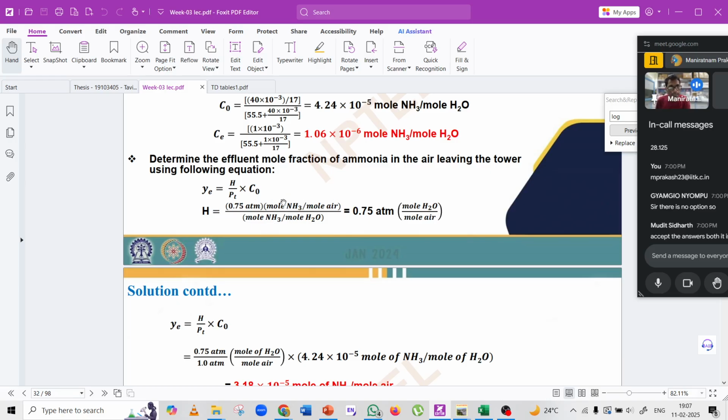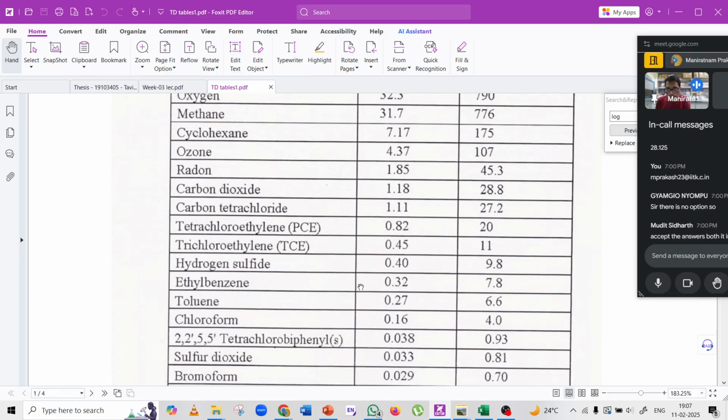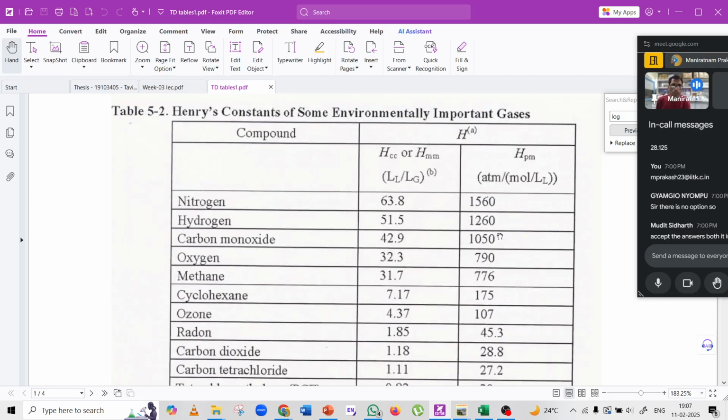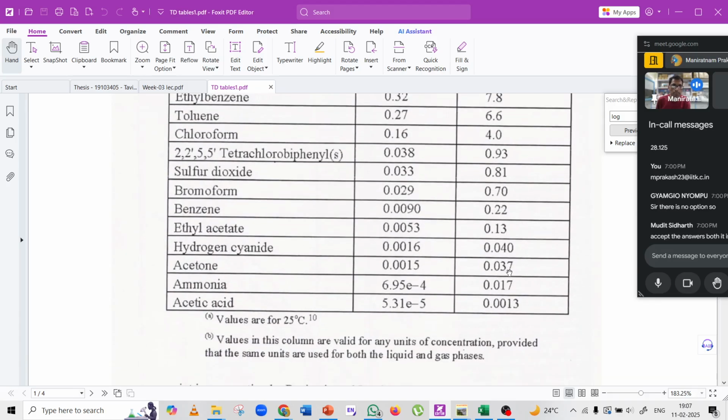Then there is additional multiplication by this term, okay na, because if you look at this table and if we look at the ammonia, its Henry constant is 0.037, okay na, at 25 degrees Celsius it is 0.037, because it is written after dividing it by the mole fraction in the air, okay na.